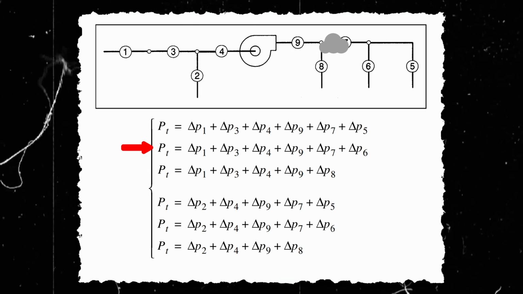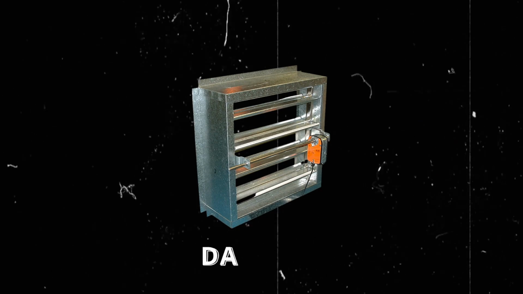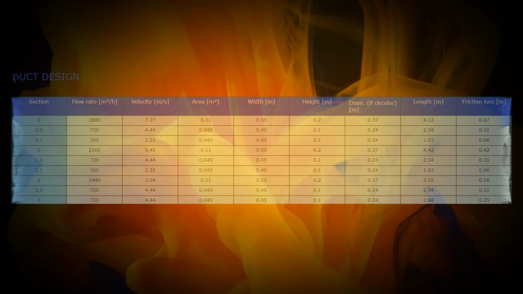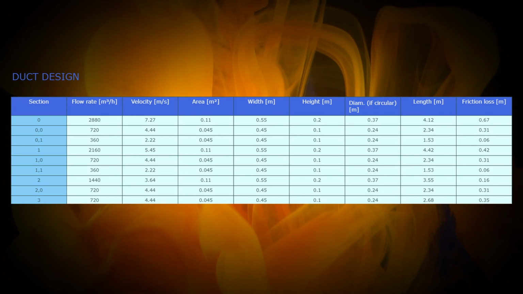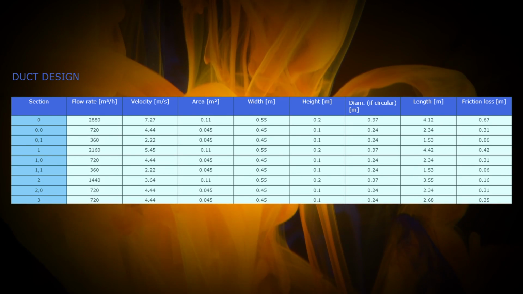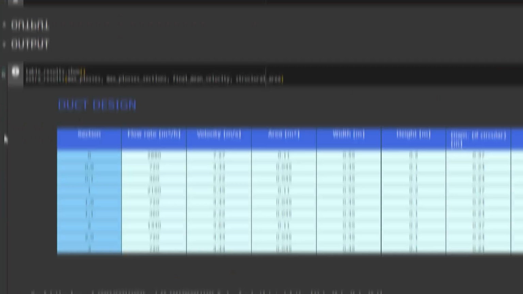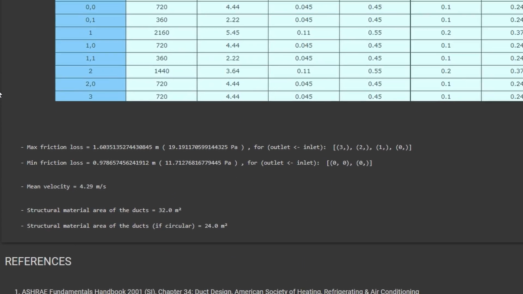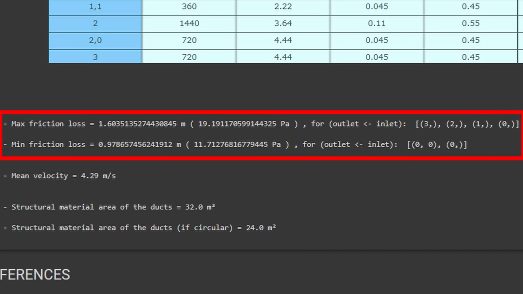If the total pressure loss in one path is lower than the others, it's possible to add a device called a damper. This equipment will act as a localized pressure loss in order to achieve the pressure balance. As a result, the code will generate a table with the duct section identification, dimensions, flow rate, and pressure loss for each section. Also, the code will provide the total frictional loss for the set of sections or paths of the air ducts, along with the maximum and minimum pressure losses.